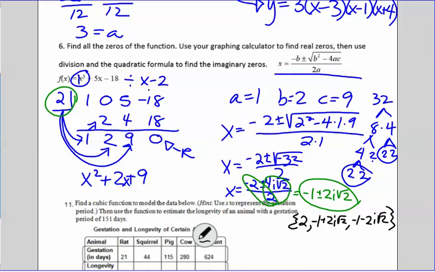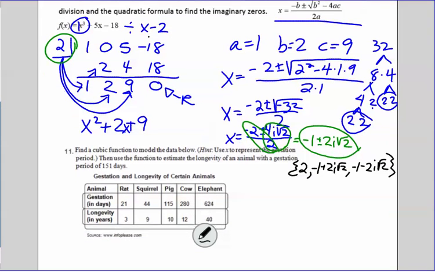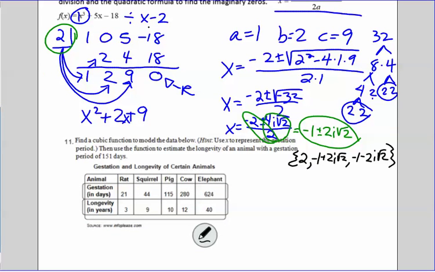All right, and our last problem is a regression problem. It tells us it's a cubic function, so we're going to do a cubic regression. We need to put the data in our list. So you're going to press Stat on your calculator, and you're going to edit your lists. And you're going to put the first line in L1 and the second line in L2. So I'm going to do that now.